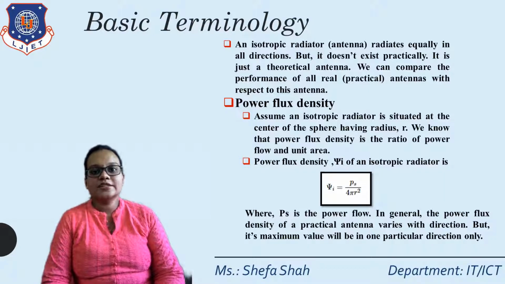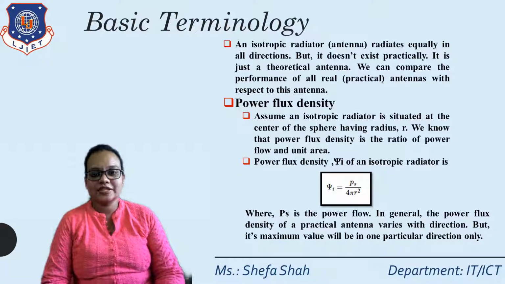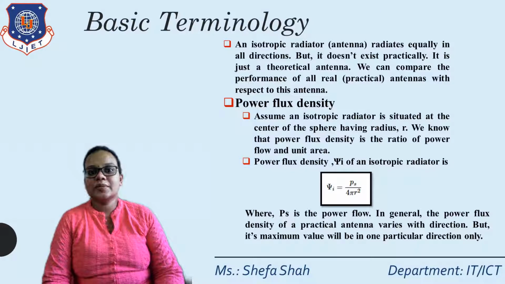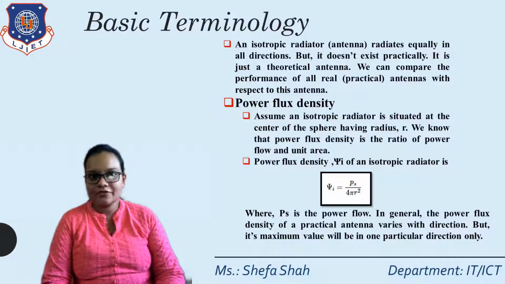Now first, the basic terminology: the power flux density. We have already discussed this in the basic transmission theory. Flux density is nothing but the power divided by its area, right? Assuming an isotropic radiator is situated at the center of a sphere of radius r, the power density is defined as the power of the radiated source divided by the total area which is covered, and it is called the power flux density.